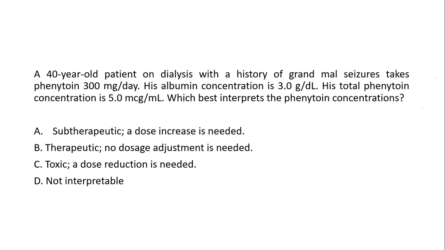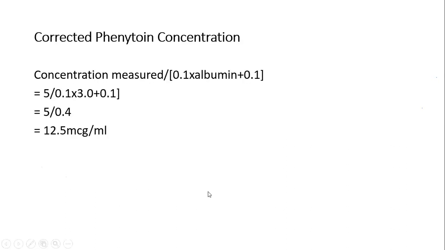But the important thing to see is the patient's albumin. If that patient is, say, a CKD patient or a low albumin case or a hepatic patient and has a low albumin, always calculate the corrected phenytoin level. The way to calculate the corrected level is that you take the measured level of phenytoin, in this case 5, and you divide it by 0.1 times the serum albumin, which was 3, plus 0.1. So it's 5 divided by 0.4, which is 12.5 mcg/mL. So the actual phenytoin level in the body is 12.5 mcg/mL.